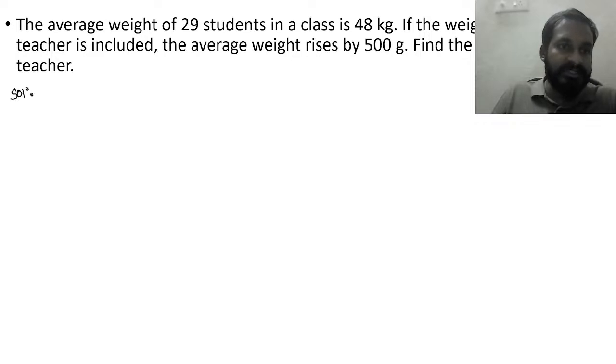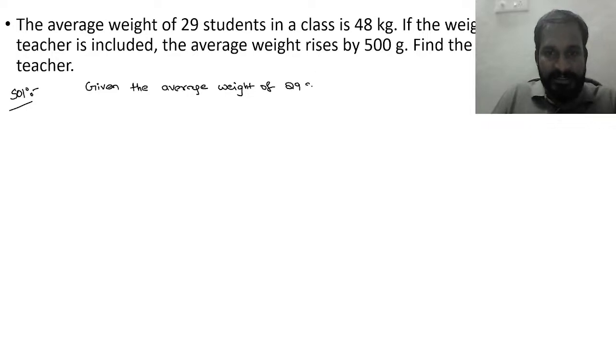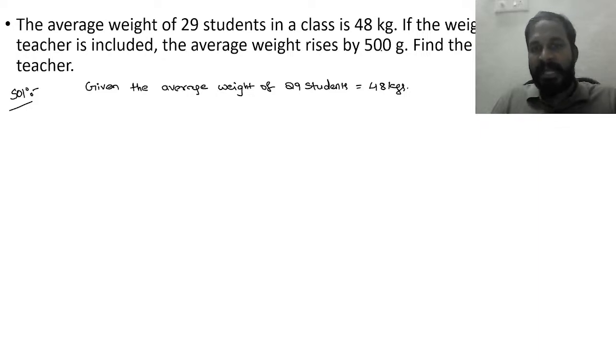We all know this question belongs to the averages concept. Now please see how you need to write the answer, that is very important for us. Given: the average weight of 29 students is equal to 48 kgs. For the time being, we will put the teacher aside and try to find the remaining things.